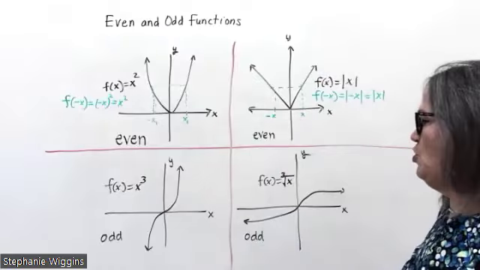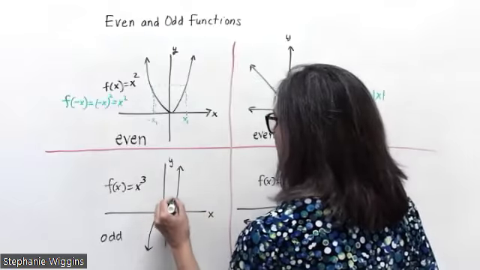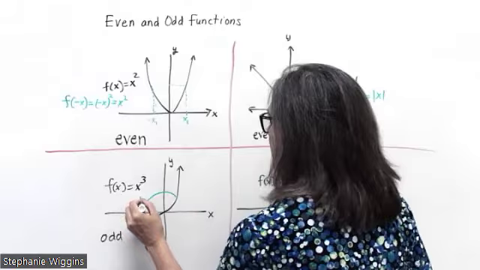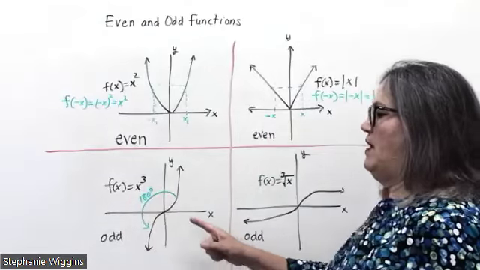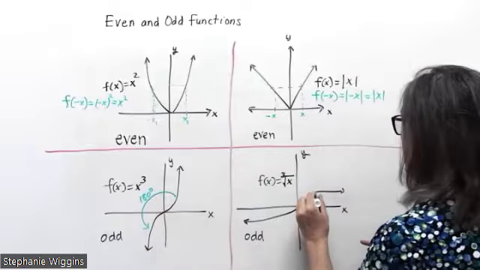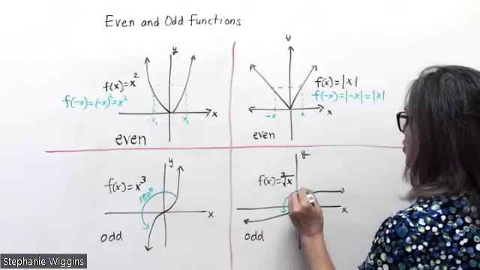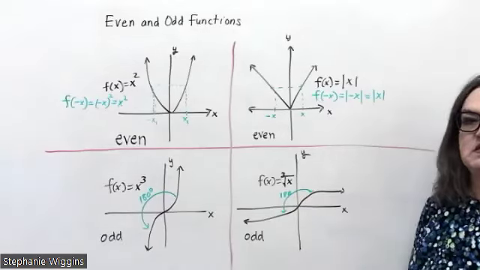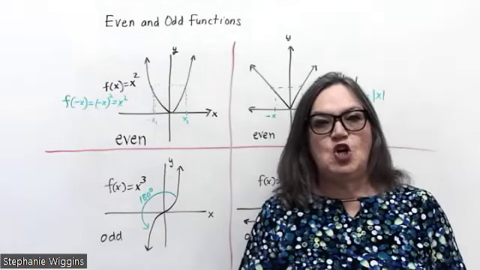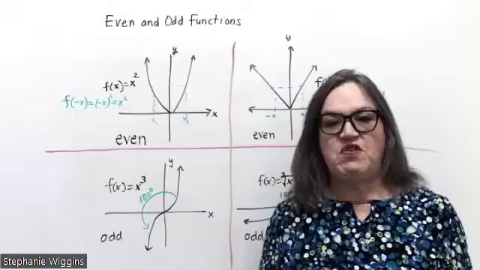And that just means if you rotate your function 180 degrees, so if I rotate this 180 degrees, then I'm going to get the same graph. And you can see that's true. If I take this graph and rotate it 180 degrees, I'm going to get the same graph. That's how we show that a function is odd graphically.